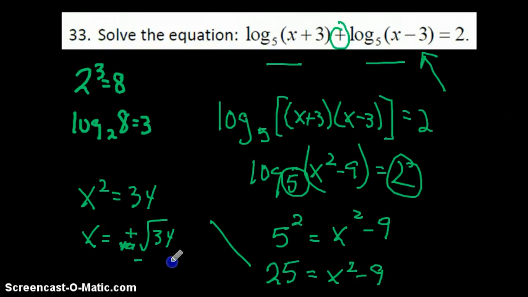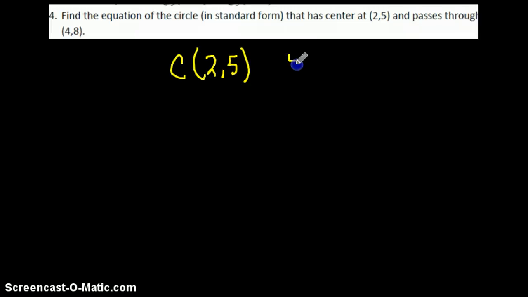All right, question 34. We're getting close. Find the equation of a circle in standard form that has center at 2, 5, and passes through the point 4, 8. This is a thinking problem.